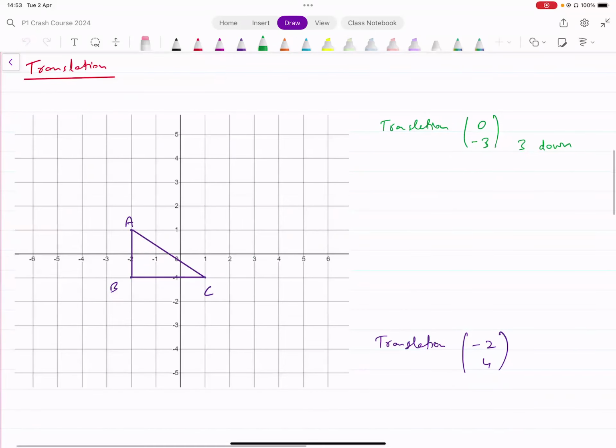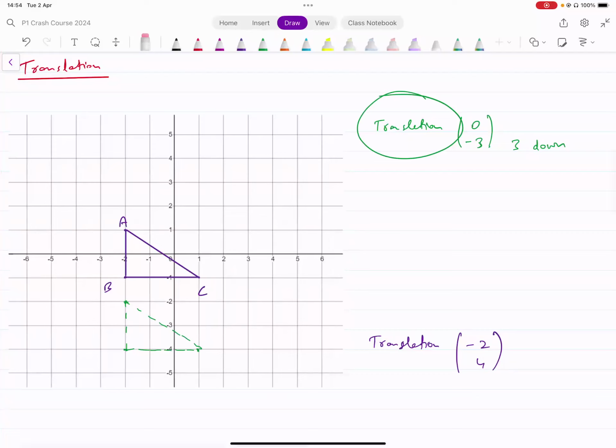So where does this go? A point is going to come here, B is going to come here, and C is going to be here. And the diagram is going to look something like this. This is the translated triangle ABC when you have this vector 0 and minus 3. All right. So what happens in translation? The diagram moves from one point to another. It shifts from one point to another. So in this case, this was a vertical translation. The movement was vertical. All right. So this is a vertical translation.